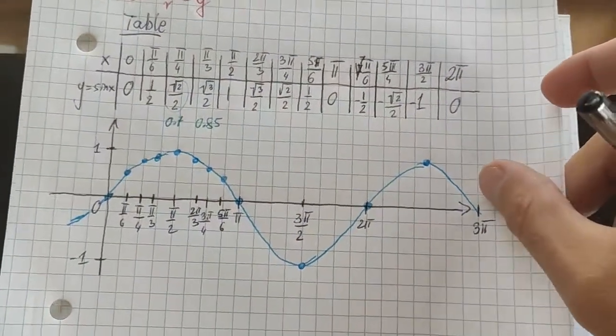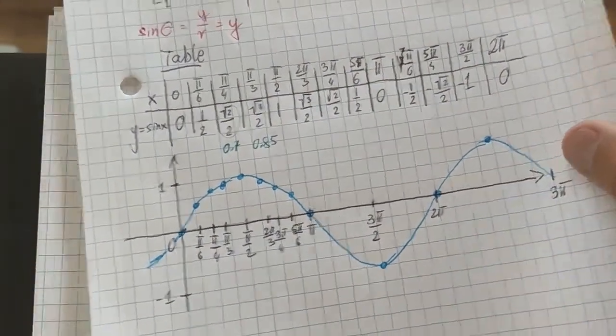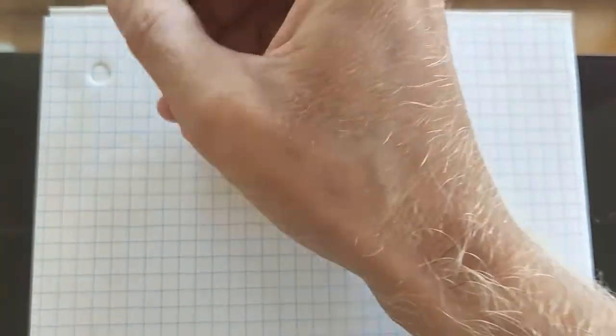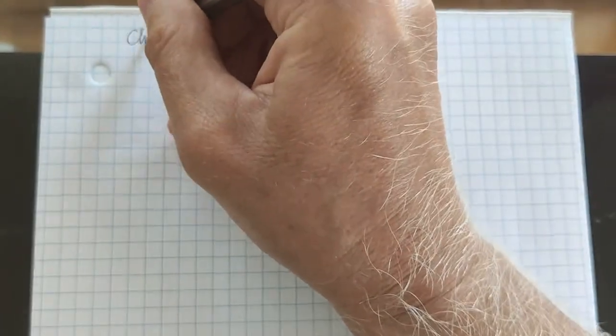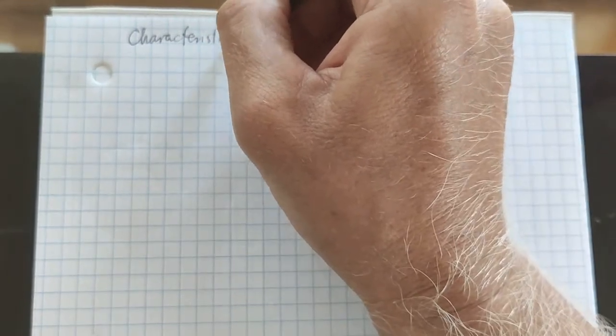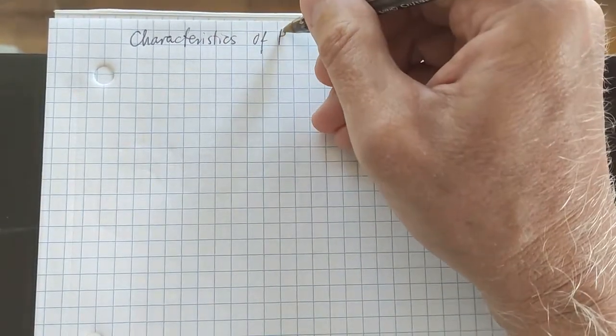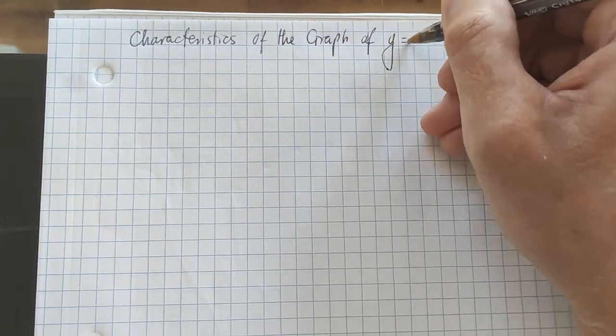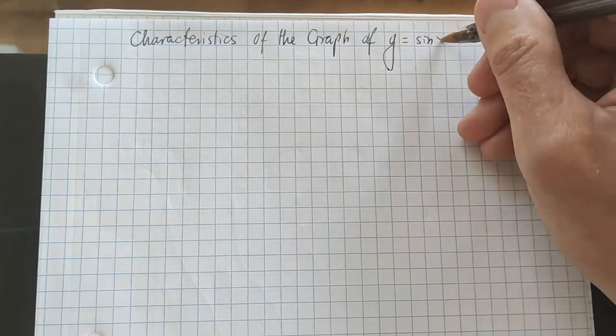Okay, this is the second lecture on 4.5, and we finished with this graph in the previous one, and we're going to go back to this graph quite a bit. But for now, let's go over a couple of properties, or characteristics, of the graph of y equals sine of x.